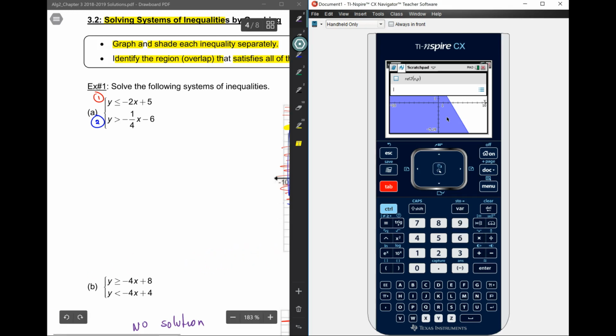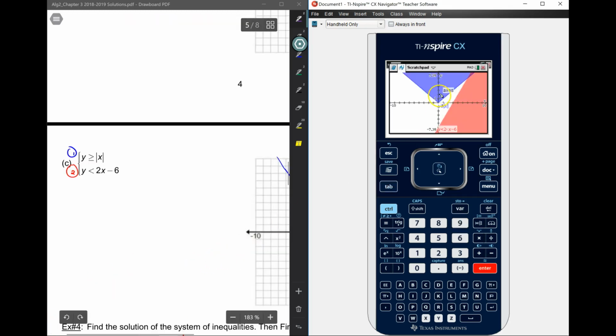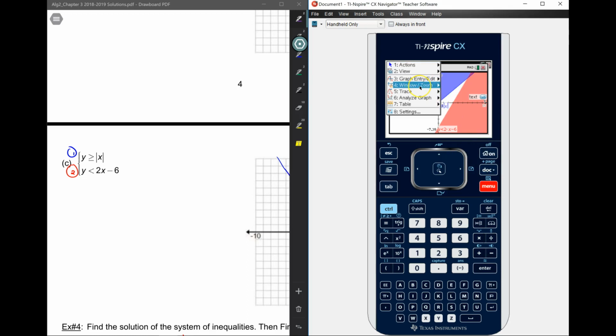So let me stop this. All right, so this is what we have. We can't see that sliver up there. So I'm going to go to menu. Window zoom is number 4. Then I'm going to go to number 1, window settings.